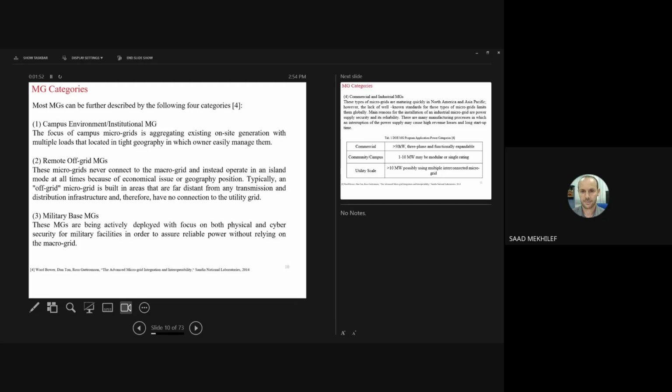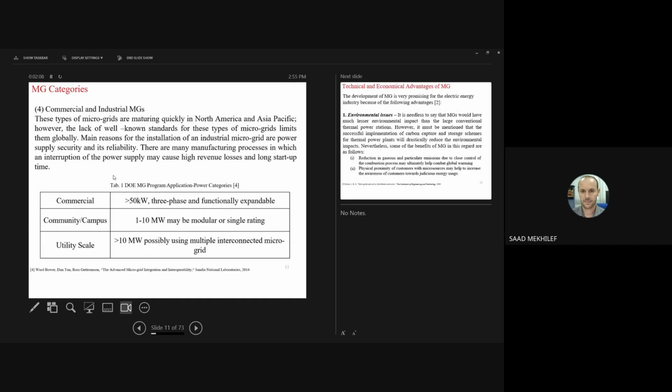These are some of the applications, as I think I mentioned yesterday. For example, campus environments, which some universities have. We have remote off-grids, which are mainly off-grid, and then we have military. So, what are the categories based on power? I think that was one of yesterday's questions. The commercial and industrial microgrids: for commercial, usually more than 50 kilowatts, and it typically operates on three-phase.